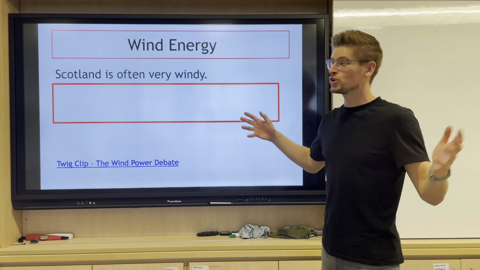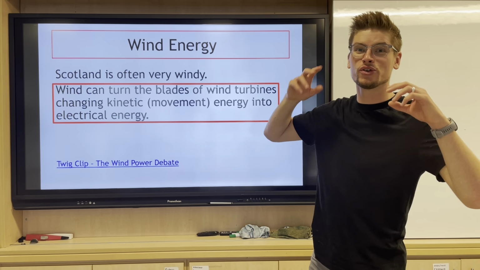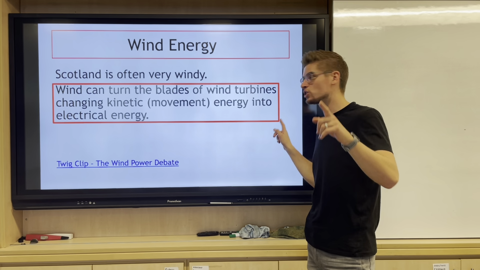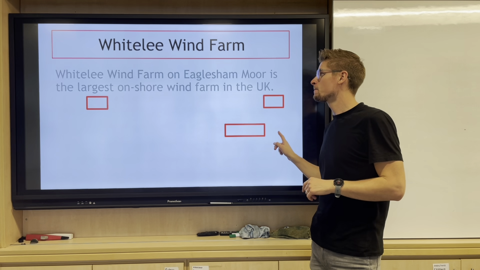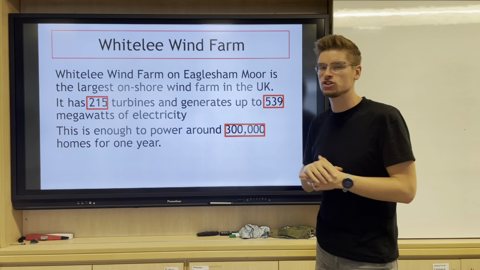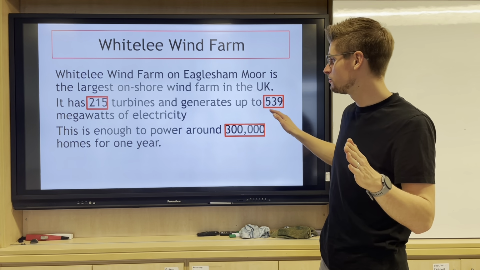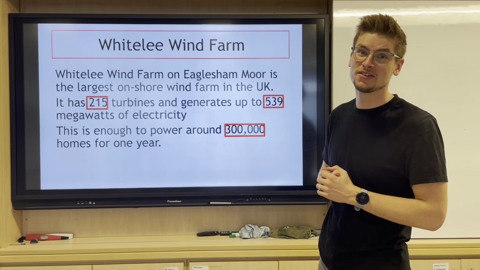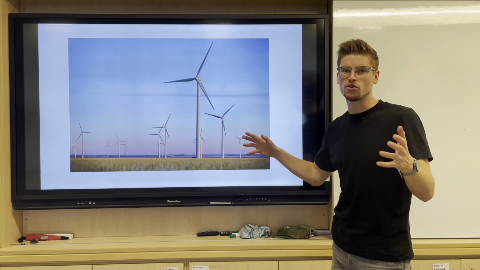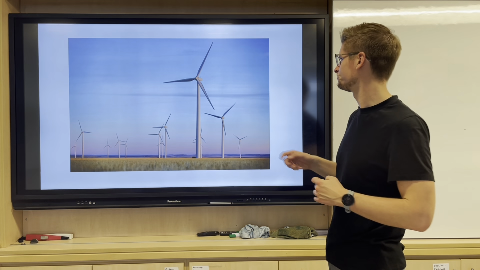Wind energy is something that we're more used to. Scotland is very windy, and we have the turbines move around, and we know that kinetic energy changes into electrical energy. And you should be very aware of that in this school, because we know that we have the Whiteley wind farm just next door with 215 turbines, 539 megawatts of electricity being made, and most likely your home being powered by one of those turbines. All right? So be thankful that they are just there, because they are powering your home right now. And this is a photo of the turbines, okay? So you'll be recognizing that very clearly.